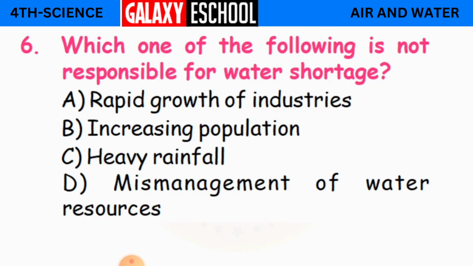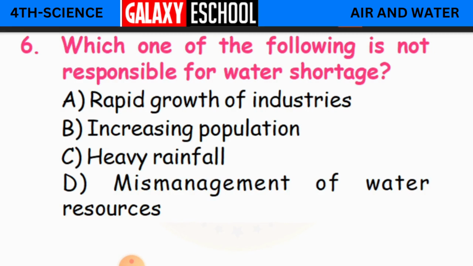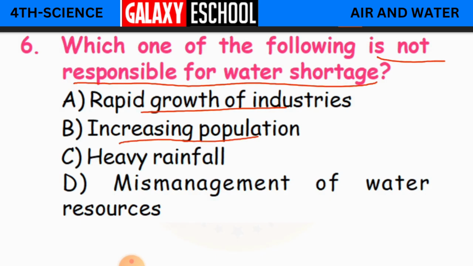Which one of the following is not responsible for water storage? Which one of the following is not responsible for water storage? Okay. A is rapid growth of industries. B is increasing population. C is heavy rainfall. D is mismanagement of water resources. Okay. So, which will be the answer, children? Which is not responsible for water storage?